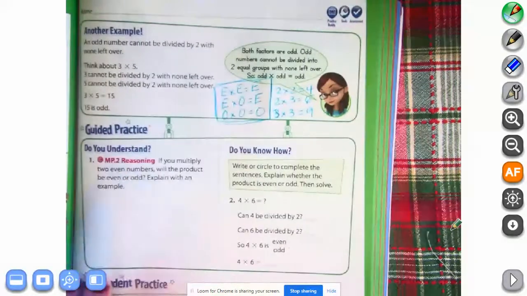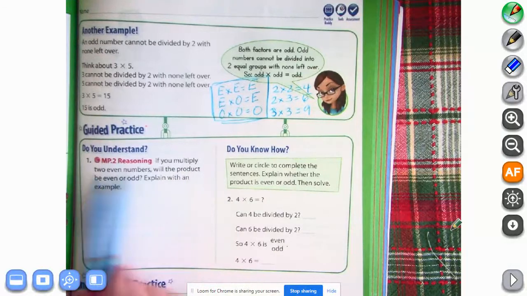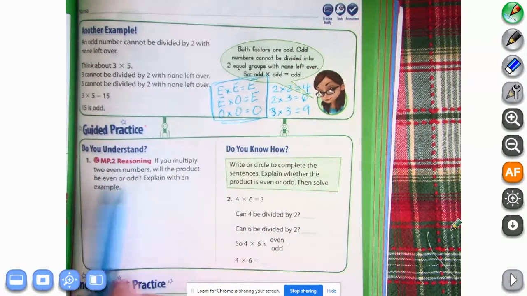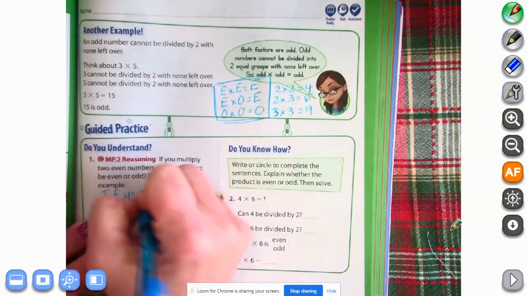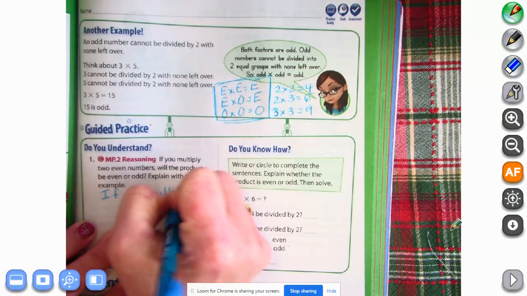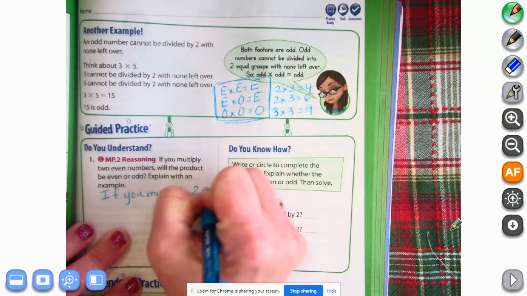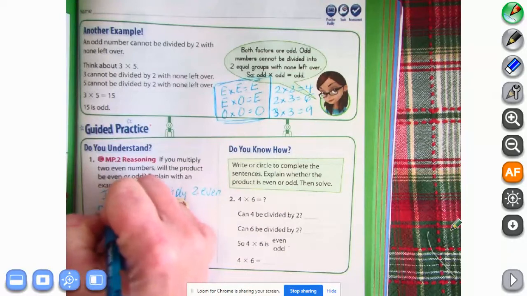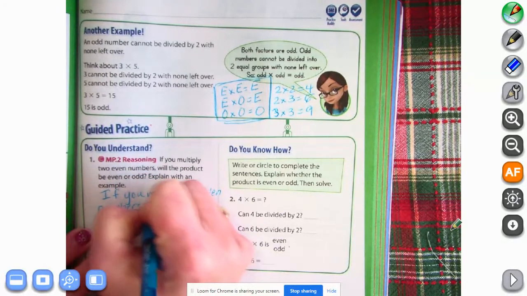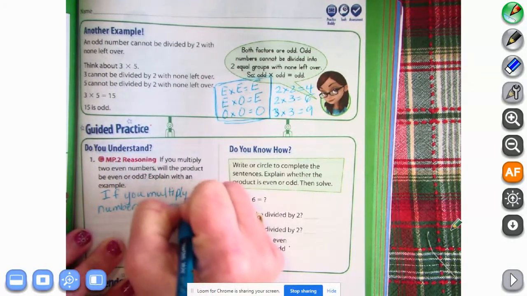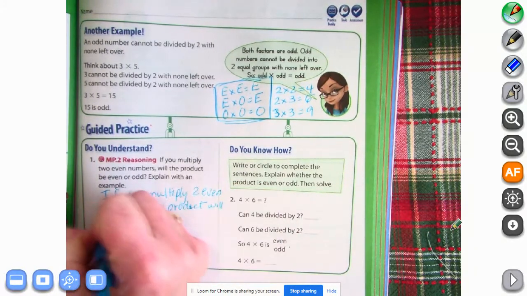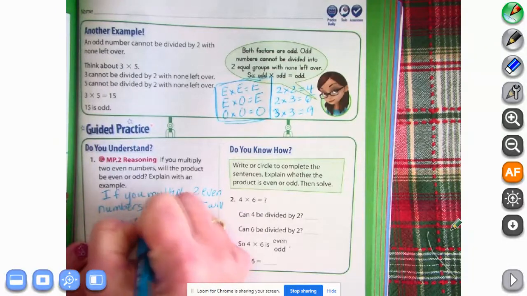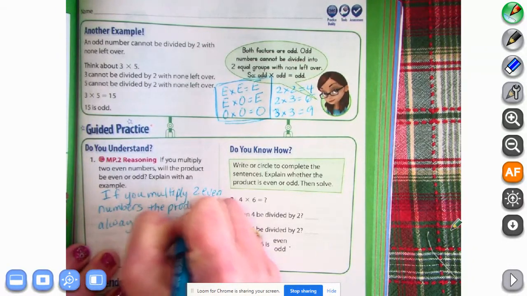So let's go to guided practice. If you multiply 2 even numbers, will the product be even or odd? Explain with an example, okay? If you multiply 2 even numbers, the product will always be even. Okay?